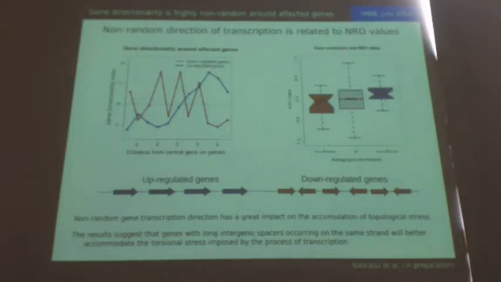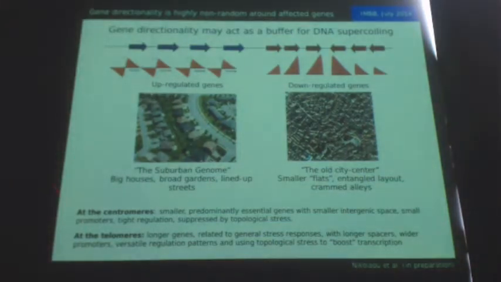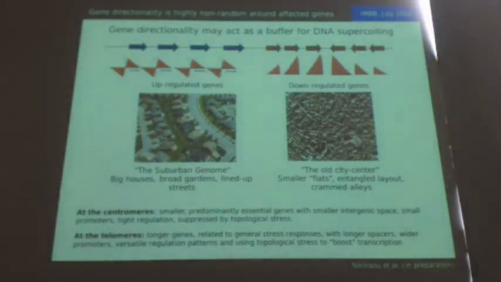It's an interesting point. So what this tells us is that you can think of 2 genomes. What I like to call the suburban genome is located at the telomeres. It has long spaces in between. Promoters that are wide can accommodate a large number of transcription factors. You don't care about the nucleosomes that much. They can be more sparse within the gene body. And they are very, very nicely lined up with streets. The genes are one next to the other.